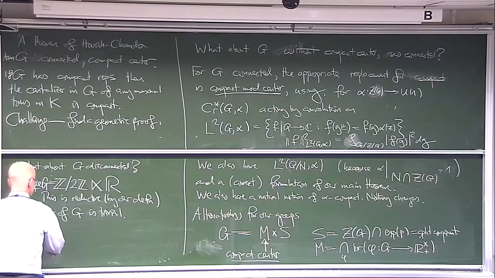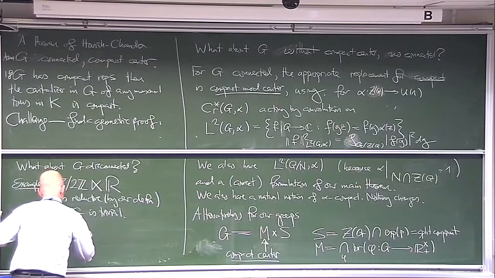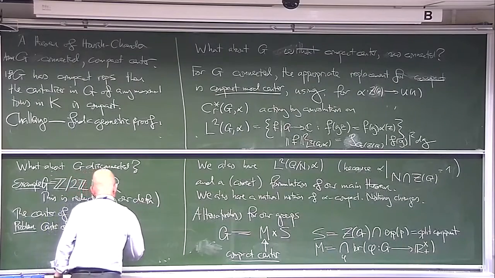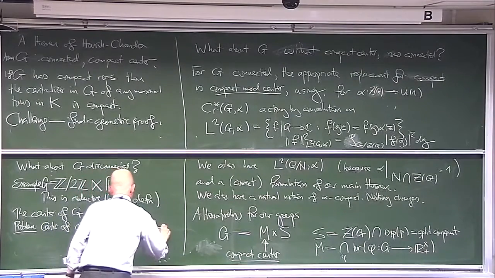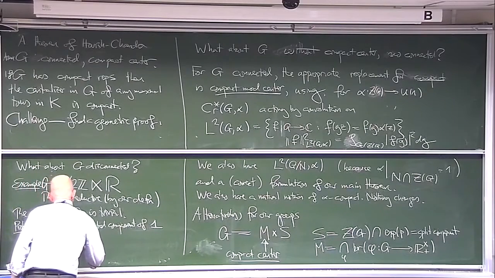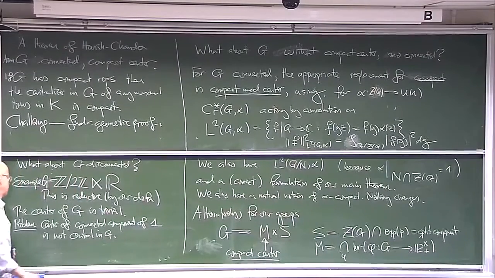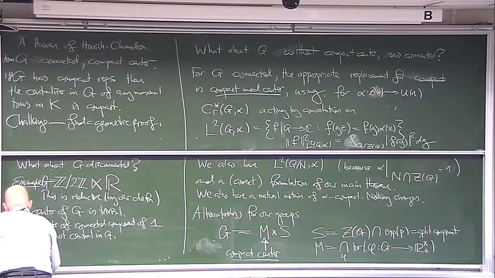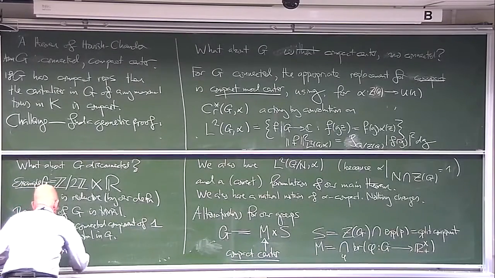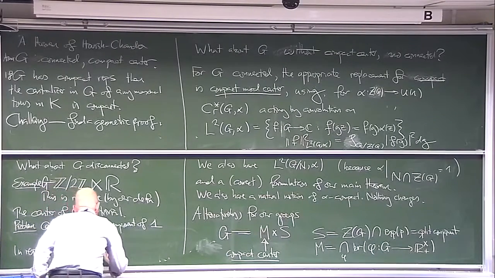First of all, the problem is this, that the center of the connected component of the identity is not central in G. And in standard representation theory, this is exactly what you make your definitions to avoid. So definitions are made to avoid this phenomenon.